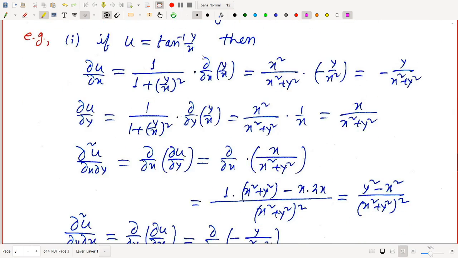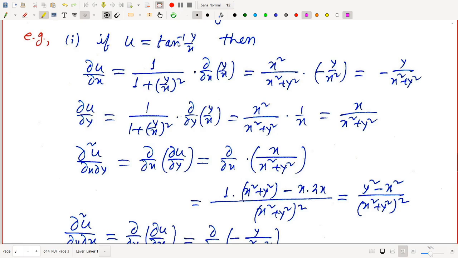If u equals tan inverse y by x, this u is a function of y by x. Now suppose we want to find del u by del x. It is not du by dx, it is del u by del x, the partial derivative of u with respect to x. So tan inverse y by x. We know the derivative of tan inverse x is 1 by 1 plus x square with respect to x. So if it is tan inverse t, then the derivative will be 1 by 1 plus t square. So that we have written.